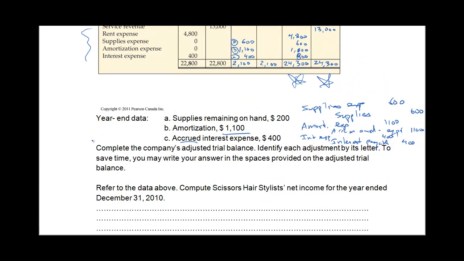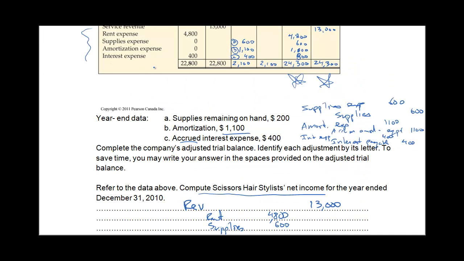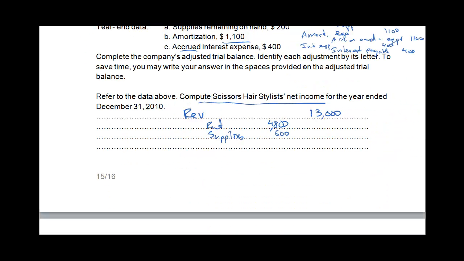So refer to the data above, compute the net income. Now, again, little exam writing hint. If it says compute net income, it does not say prepare an income statement. So you don't have to do all the fancy headings and dates and all that other stuff, right? You just start out with revenue, $13,000. And then for expenses we had rent, and that was $4,800. And then we had supplies, and that was $600. And then we had amortization and interest at $1,100 and $800.